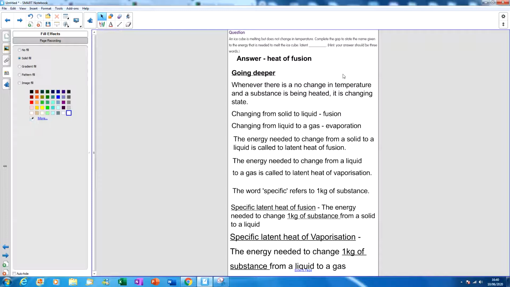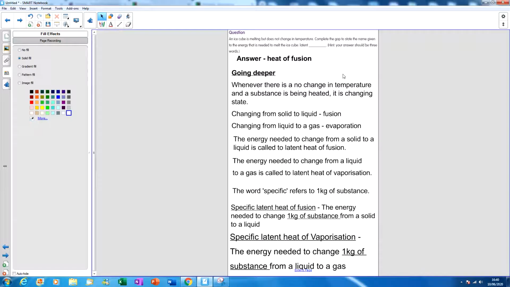So the answer to this one, the full thing that's happening here, is the energy needed to change a solid into a liquid is called the heat of fusion, latent heat of fusion. So if you add the answer to the word latent that was there already, we've got the phrase latent heat of fusion. So there's a number of things which I'd like you to note down and make sure that you learn.